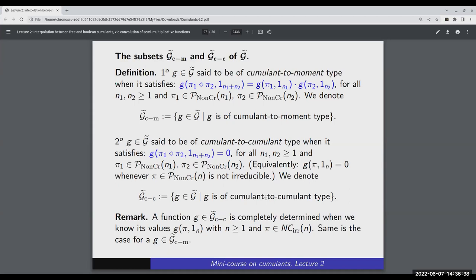Okay. You have G tilde C'M. These are cumulant to moment type. And C'C functions, which are cumulant to cumulant. It's immediate to see that, of course, this is obvious for G tilde C'C, that it is completely determined if you know its values g(pi, 1_n) when pi is irreducible, because any other pi would give you zero. For C'M, it's also true because of this decomposition and the fact that any non-crossing partition is a concatenation of irreducibles. So you know how to factor it. So anyway, when you are in one of these sets, it suffices to know the values g(pi, 1_n) when pi is irreducible.